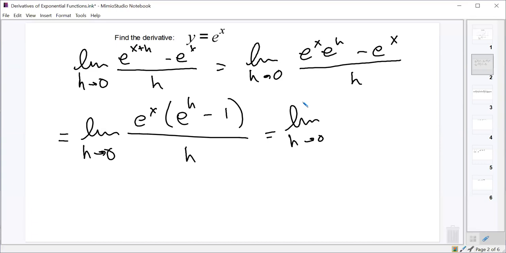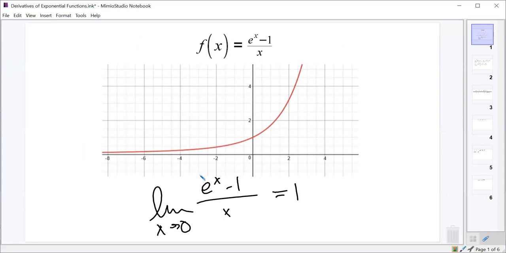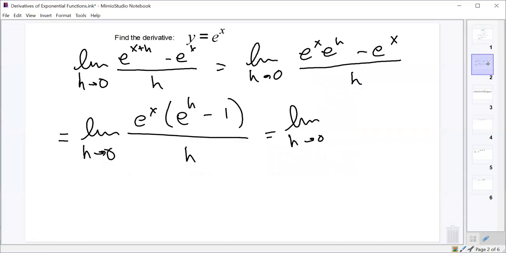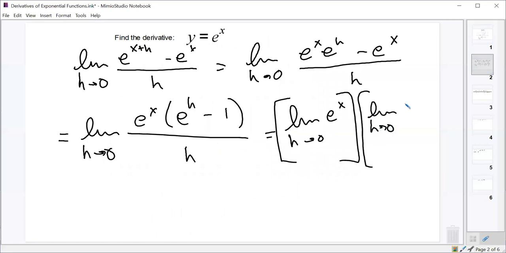Looks like the thing from the beginning. Part of it looks like this thing from the beginning, except instead of x's, I have h's. So if I've turned this into two separate limits being multiplied together, what do you know about this second limit? It equals 1.